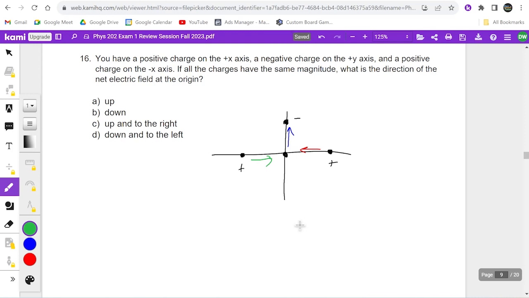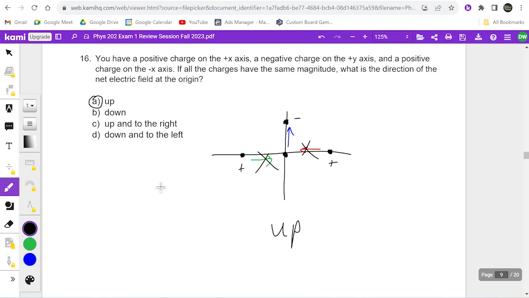And now if I want to find the direction of the net electric field, I have to add these 3 vectors together. Hopefully you realize that 2 of them will cancel, the green and the red. They have the same magnitude but point in the opposite direction. So then the only answer left is the blue arrow, which points up. And so that's why answer choice A is correct, up. Any questions on that one? Yeah, I know that one's tough, but hopefully that makes sense.